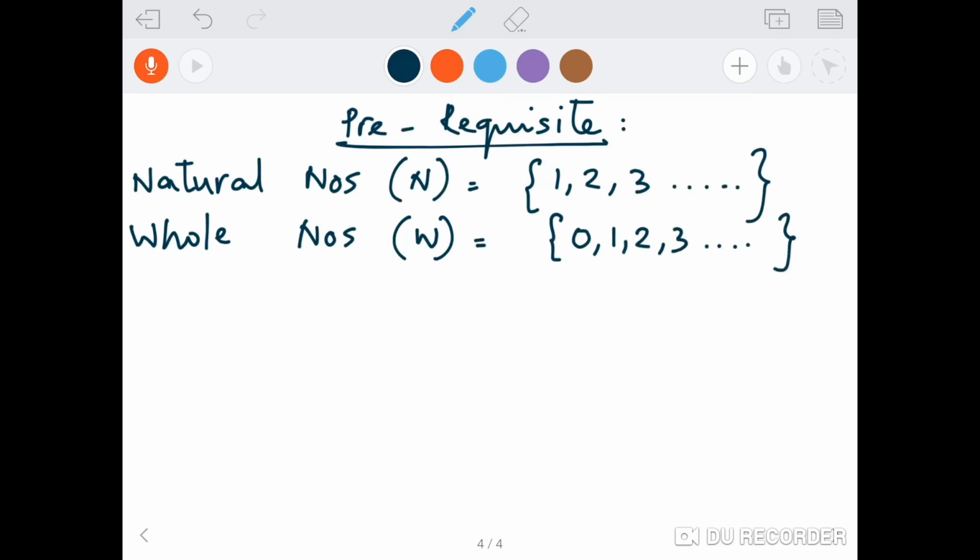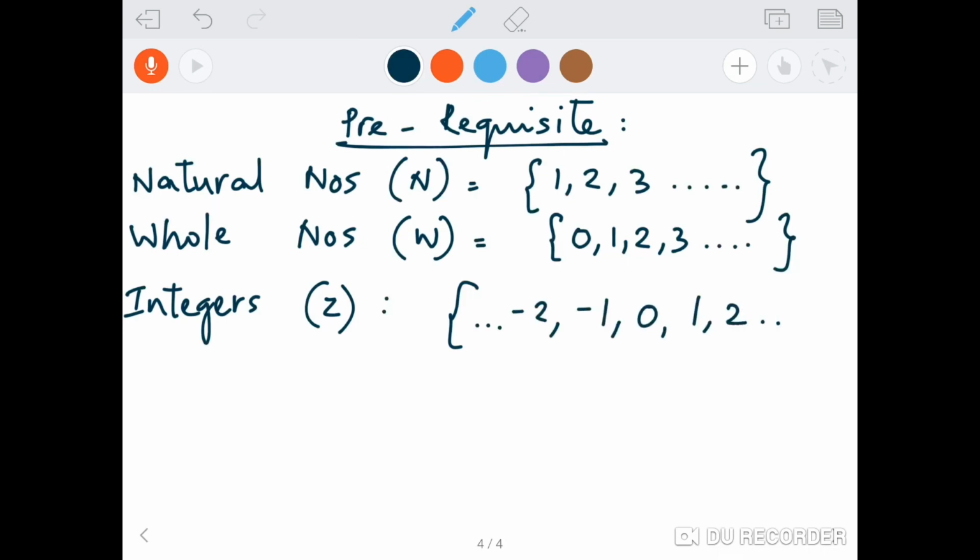Then I have integers. Integers are a combination of negative numbers, positive numbers, as well as 0. So they would start from minus infinity. So that's minus 2, minus 1, 0, 1, 2, etc. Mind you, none of the decimal numbers come here.